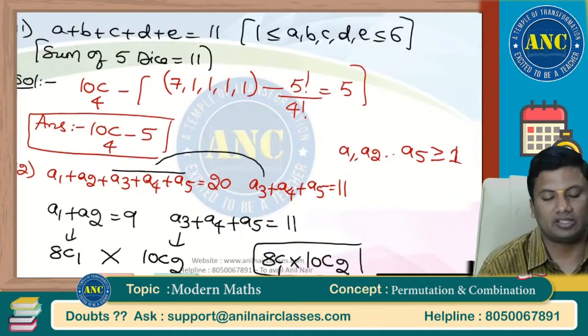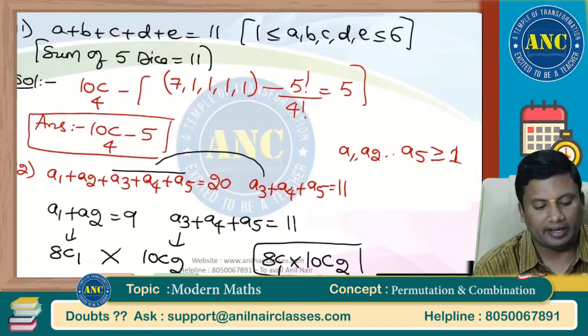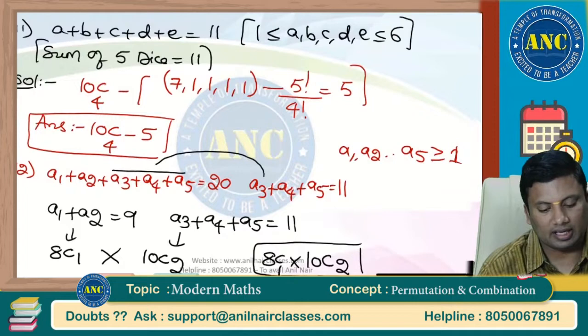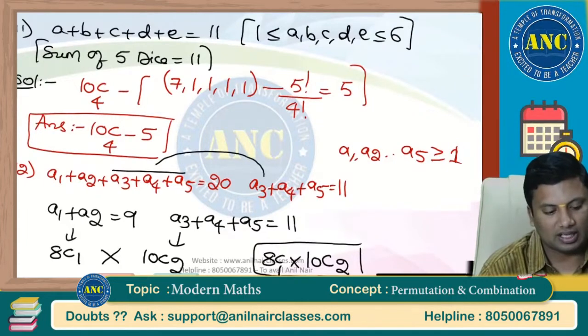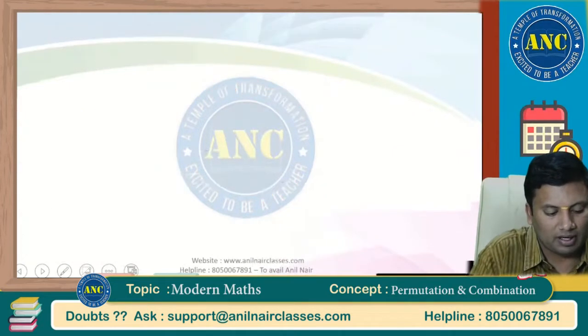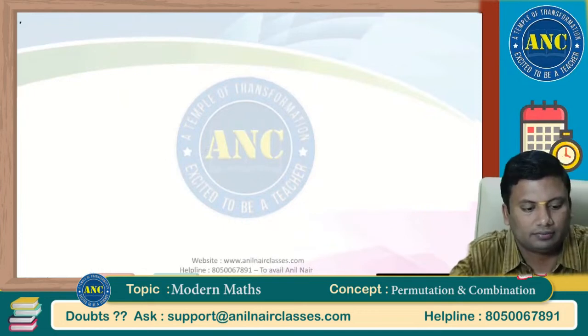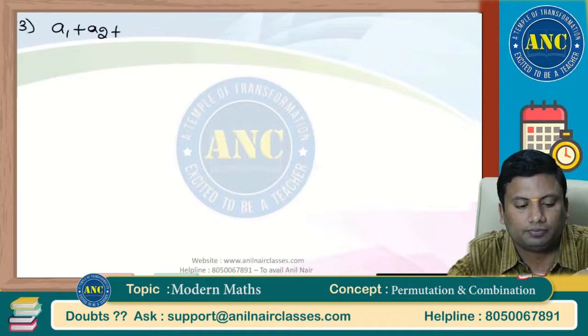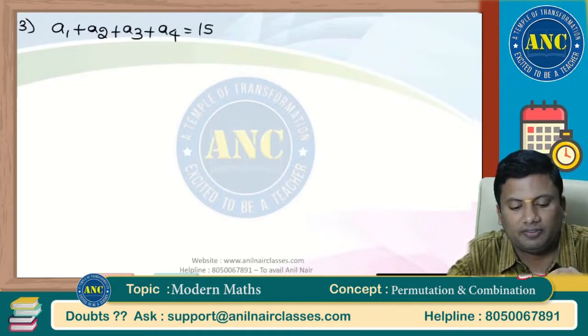I hope it is clear. 13th question. All our variables are starting from 1. Maximum number of questions which we will solve. 13th one. A1 plus A2 plus A3 plus A4 is 15.